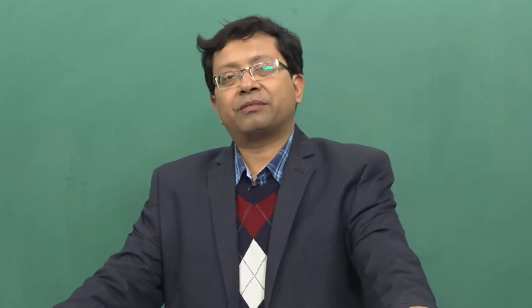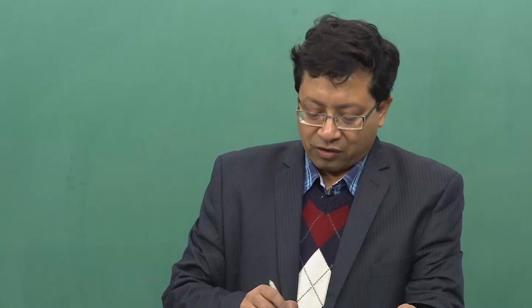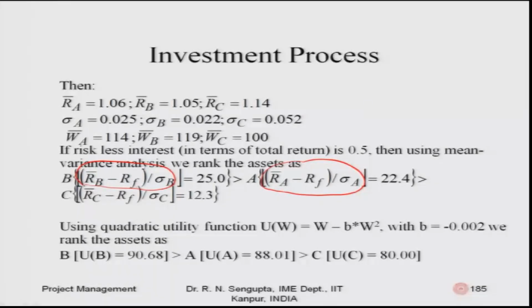Now, why RF is coming is because the risk free interest rate is being considered as a datum based on which you will analyze whether the investment for the project is right. So, if you find out the difference of RB over RF normalized with respect to the standard deviation, which is the dispersion, it is 25% for B, for A it is 22.4% and for C it is 12.3%. Hence, technically for project B, where the return is the highest at 25%, we will allocate our amount of money for the project accordingly.